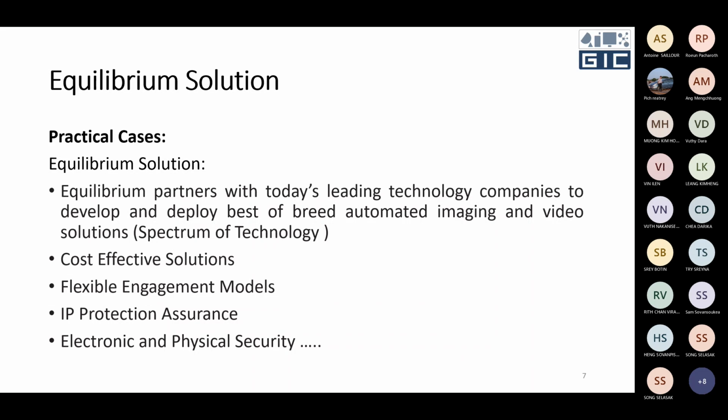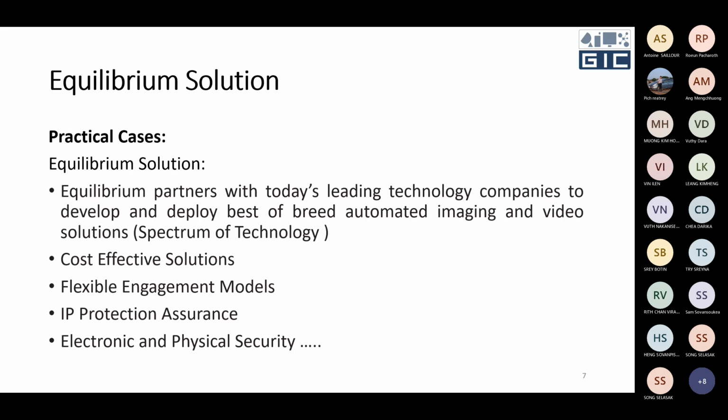They use this kind of spectrum technology to produce and use equilibrium solutions in order to provide a solution related to image processing and automation. So this is one way that we apply the solutions to real life.